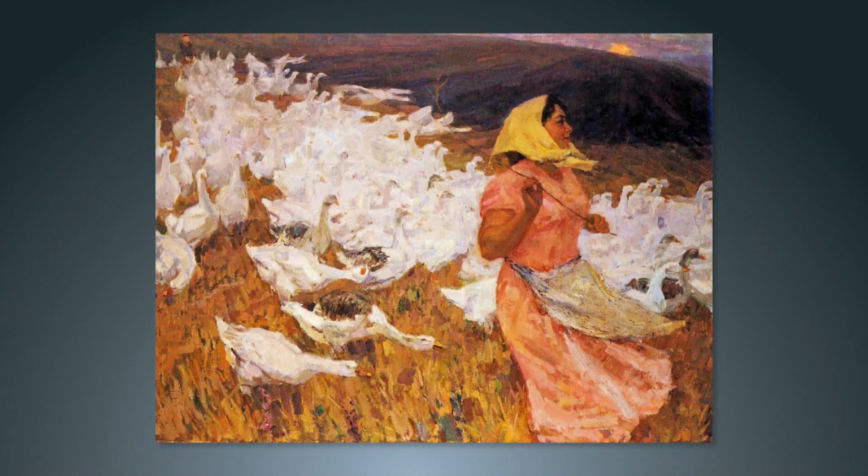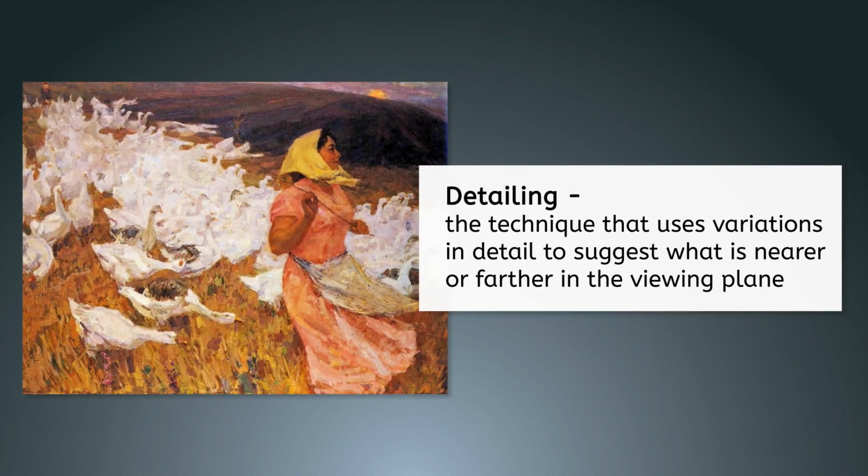Consider how different a leaf looks when it is close enough to touch versus how it appears if it is on a tree across a field. The one that is touchable shows detail, veins, splotches, etc. The one across the field is just a dot of green. When this idea is used intentionally by an artist, it is the technique of detailing, where artists use variations in detail to suggest what is nearer or farther in the viewing plane.